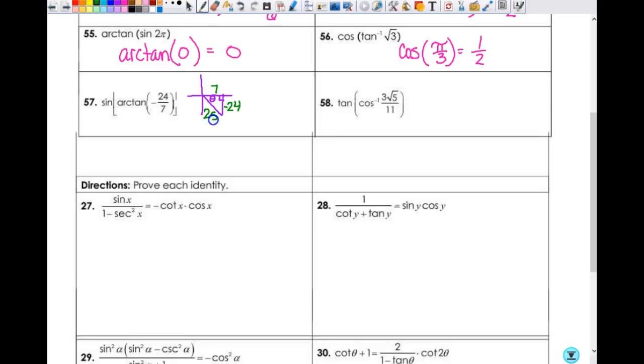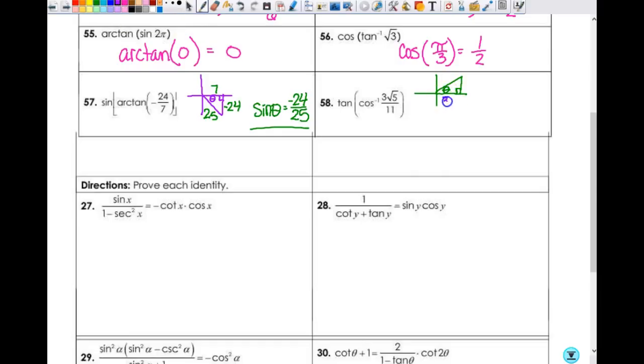You get 25 here. So I want the sine of the arctangent of this. Well, this is theta. So I found theta. It's this. I don't know what the actual measure is, but it doesn't matter, because whatever it is, I can find the sine of it, because sine is opposite over hypotenuse. And so the sine of theta is equal to negative 24 over 25. So 58, I'm going to have to do the same kind of thing. Draw my triangle, okay, and this is positive, so it's going to be in the first quadrant. Here's my theta.